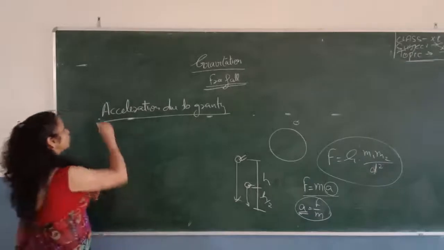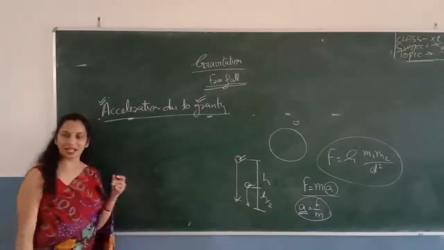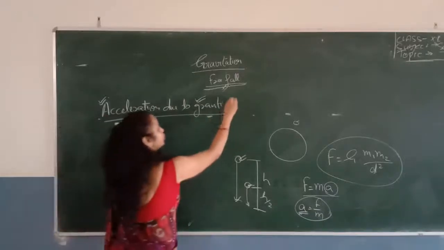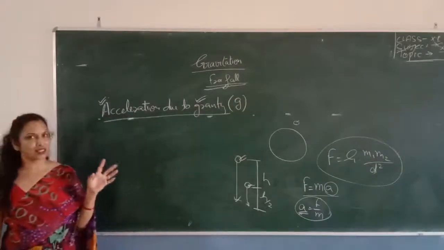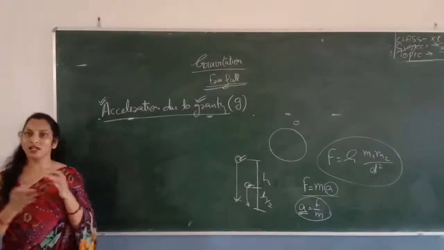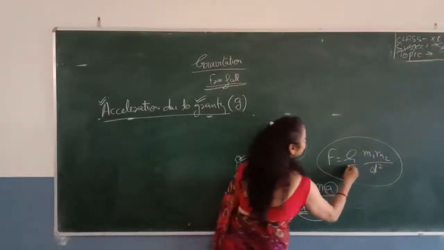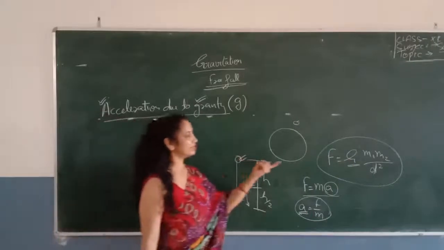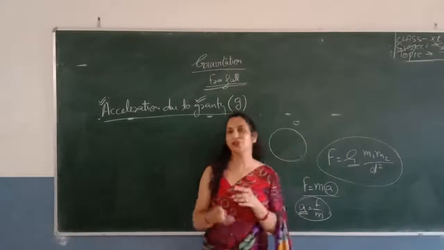Since the acceleration is produced by the gravitational force exerted by the earth, we call it the acceleration due to gravity. We represent it by using the symbol g, small g. Small g is the symbol for the acceleration due to gravity. There is a large difference between the small g and the big capital G.